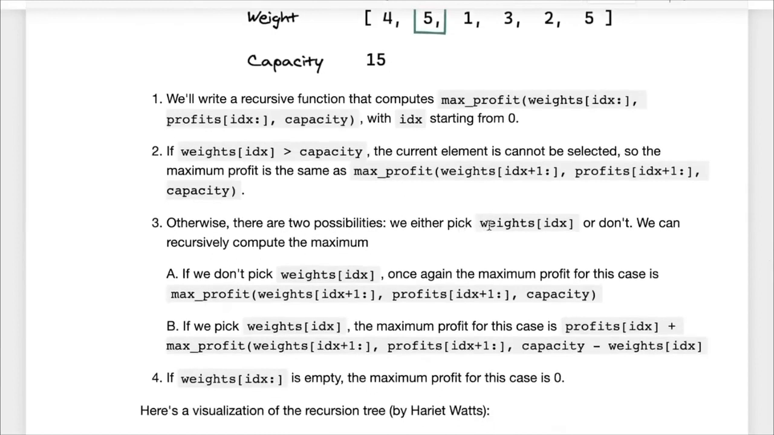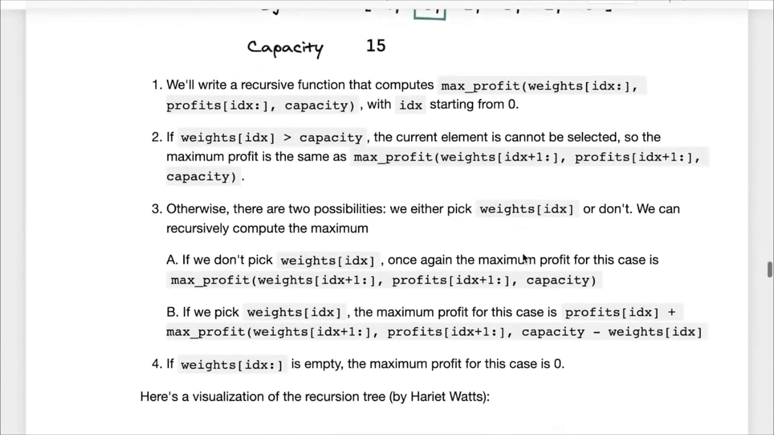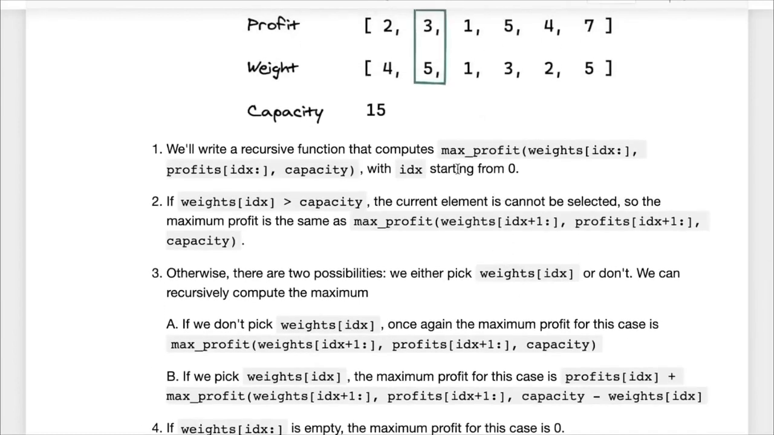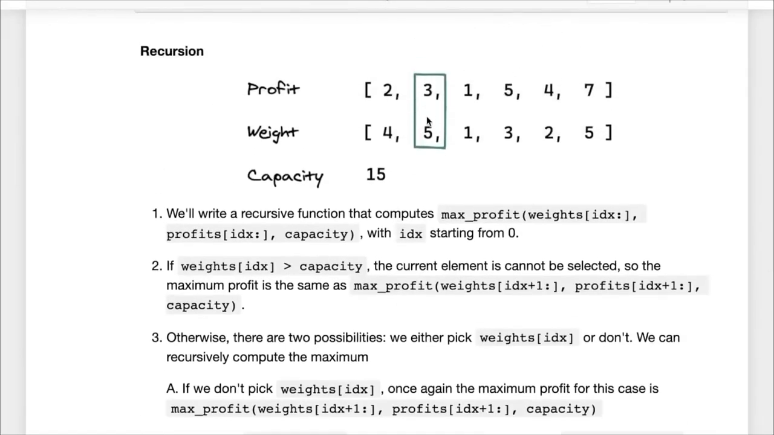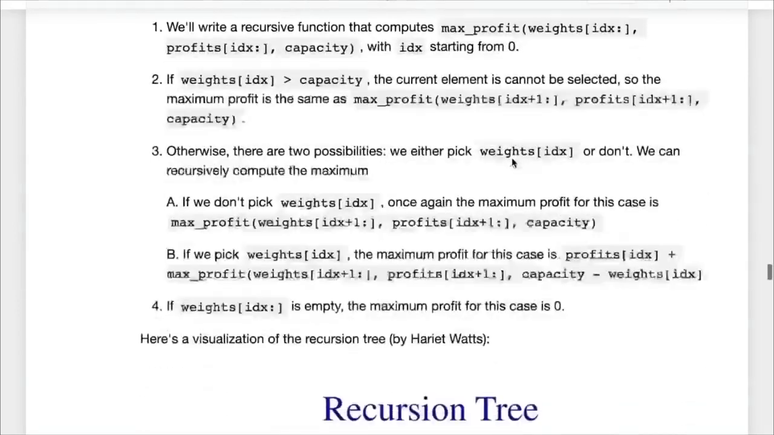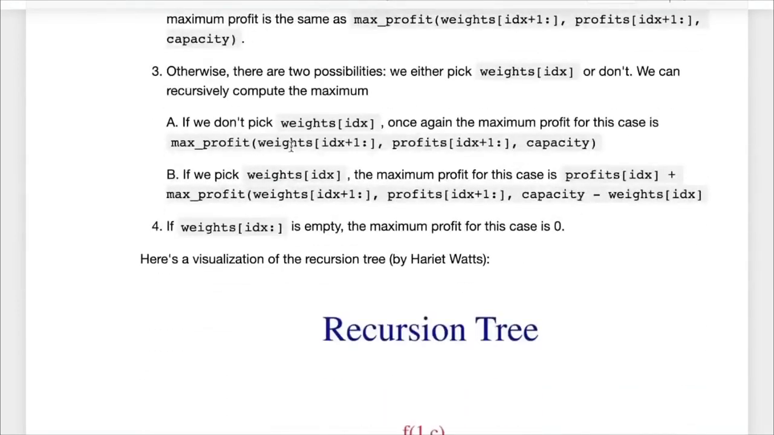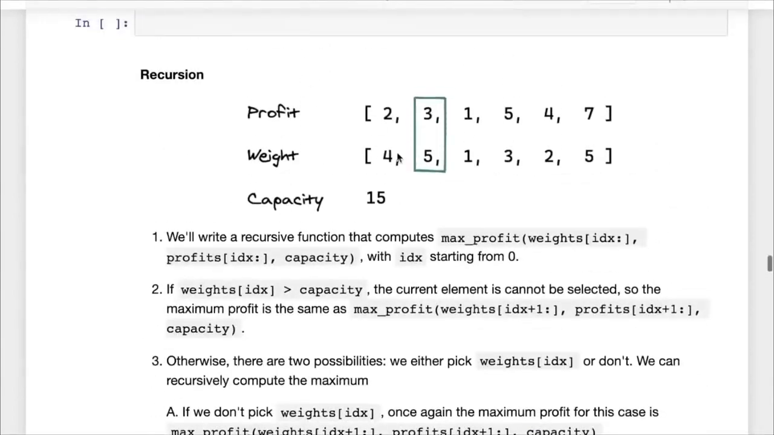So there are two possibilities. We either pick weights IDX, this element, or we don't. And what we can do is simply compute the result in both cases and pick the maximum. So if we don't pick this element, the capacity remains the same. Let's say the capacity was 10. So we simply try to fill the capacity of 10 using the remaining elements. So we simply call max profit with weights IDX plus 1, profits IDX plus 1 onwards, and the remaining capacity, which is 10.